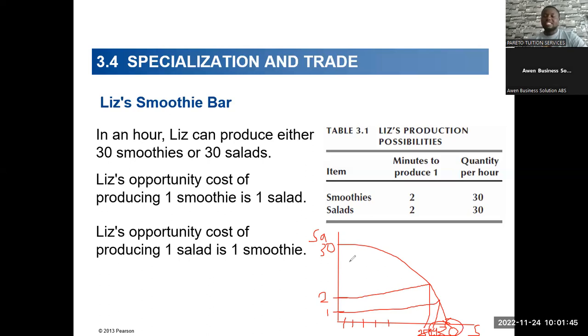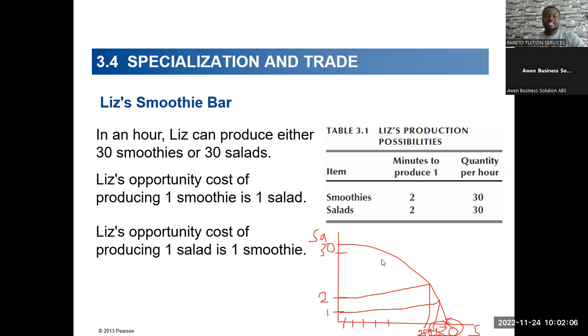If you go to salad 2, if you want to increase the production of smoothie by 1, you have to reduce your salad by 1 unit. So the opportunity cost of producing 1 smoothie is 1 salad. The opportunity cost of producing 1 salad is 1 smoothie. Is that okay? Yes. Okay.